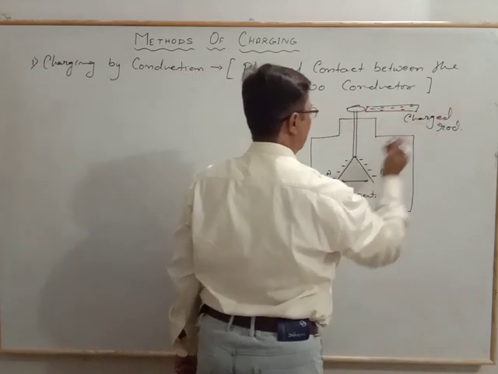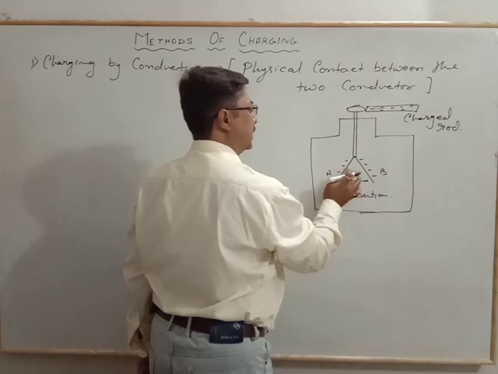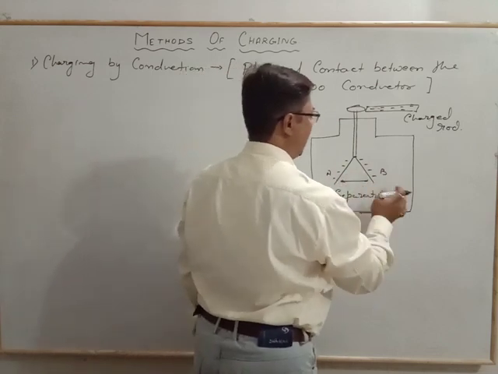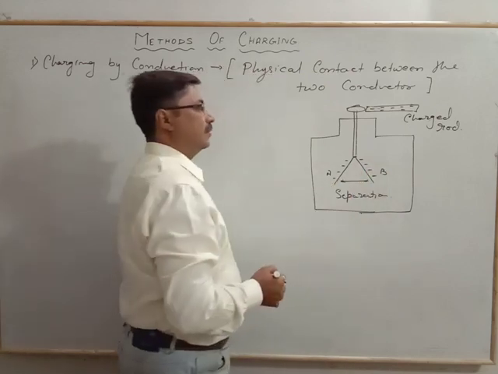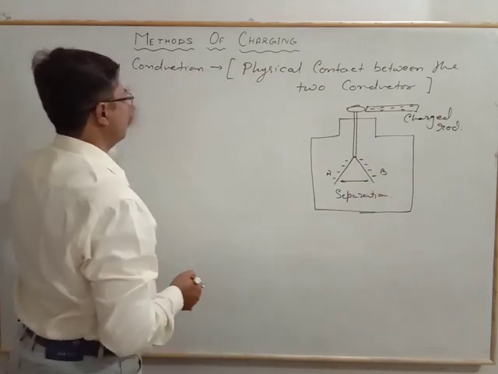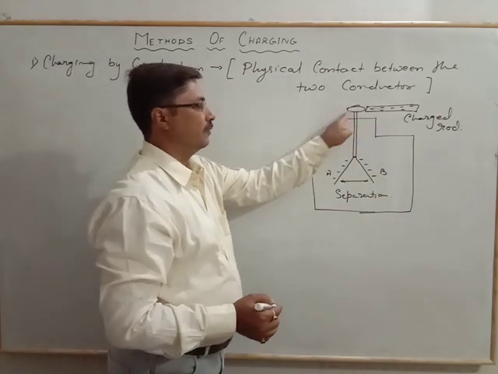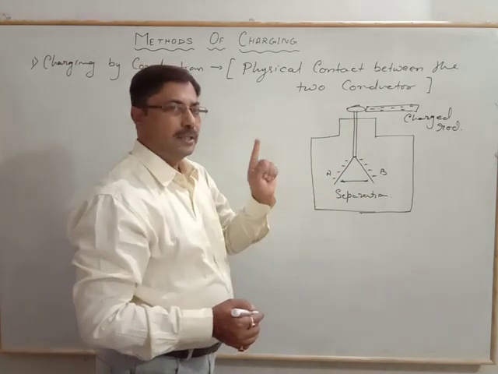When we leave the plates, we find that these two plates A and B get separated and both have similar charges. That is the way we can say that in charging by conduction, the flow of charge occurs in one way.